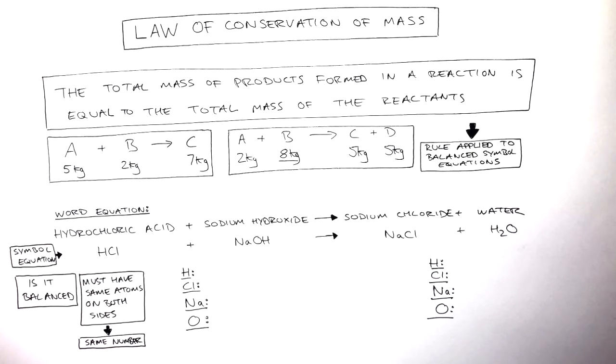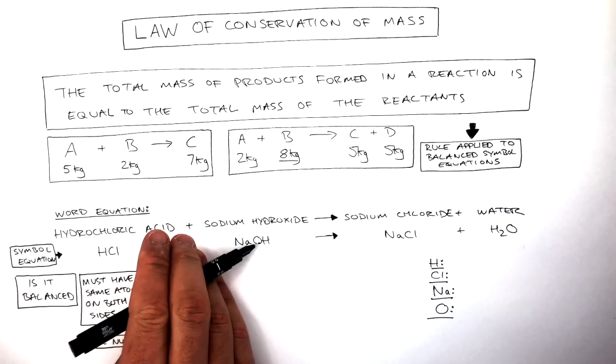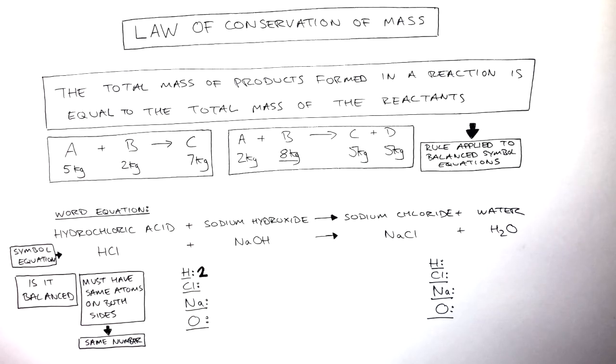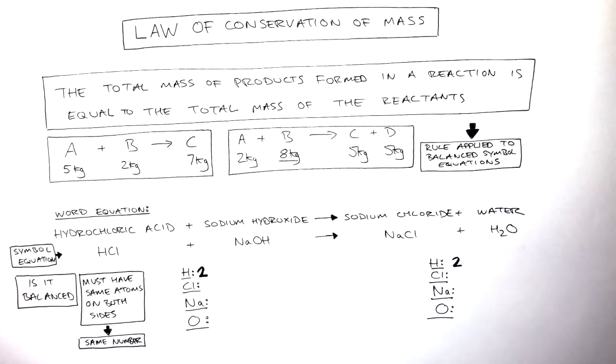The equation shows us how there is one hydrogen atom in the HCl and one hydrogen atom in the NaOH. Therefore, in total, there are 2 hydrogen atoms on the left. On the right, we can see there are 2 hydrogen atoms in the water molecule. Therefore, we write 2 next to the H.